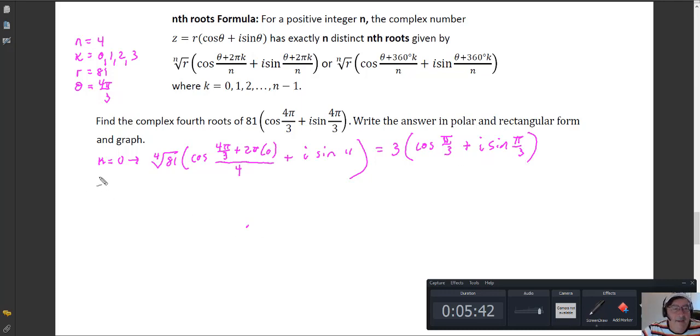All right, when k equals 1, I'm going to stop the video and come back here. I'll run through this one more time with y'all, and I'll stop to save some video because this is just going to chew up a lot of time.